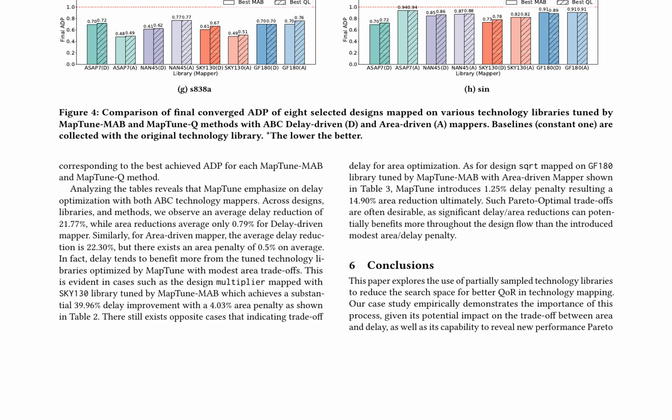However, area optimization can also introduce delay penalties, as seen in the design SQRT mapped on GF180 library tuned by MapTune MAB, resulting in a 1.25% delay penalty but a 14.90% area reduction. These findings underscore the importance of considering both area and delay in the optimization process, as well as the impact of technology library selection on these trade-offs.